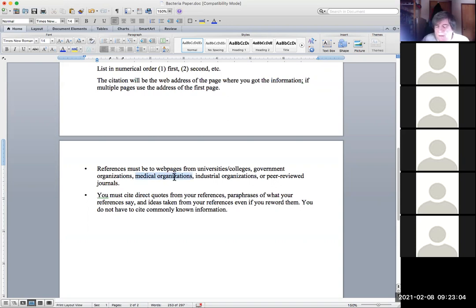It can be from medical organizations. So it could be from something like the AMA, the American Medical Association, or the ADA, the American Dental Association, if you were writing about dental caries, what we sometimes call cavities.